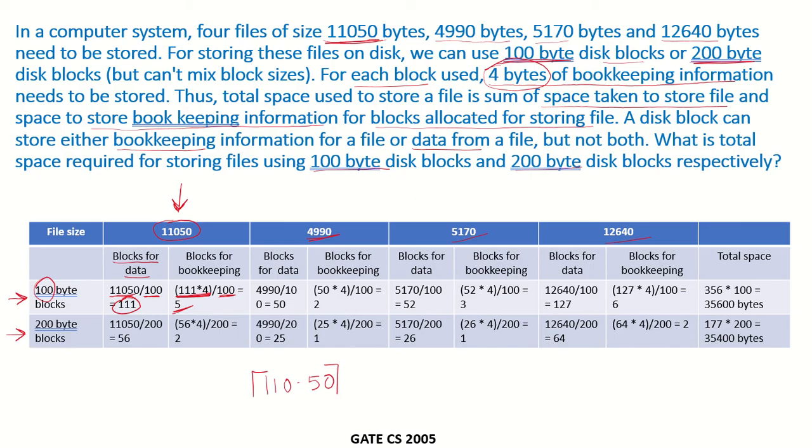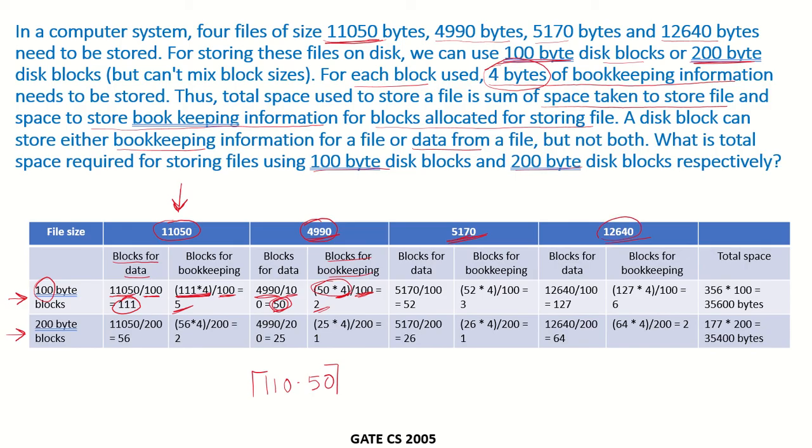Now a similar computation we can do for this file. Again 4990 divided by 100, which is 50, and we take the ceiling in each case. Then blocks for the bookkeeping: there are 50 blocks and for each block 4 bytes is required, divided by the block size. So these many bytes divided by the block size gives us 2 blocks. Similarly, we compute for the 5170 and 12640 file sizes also.